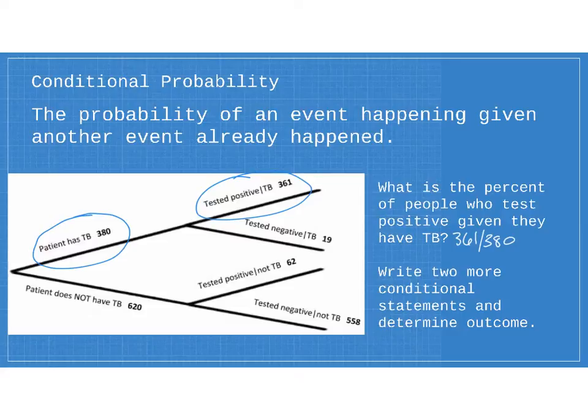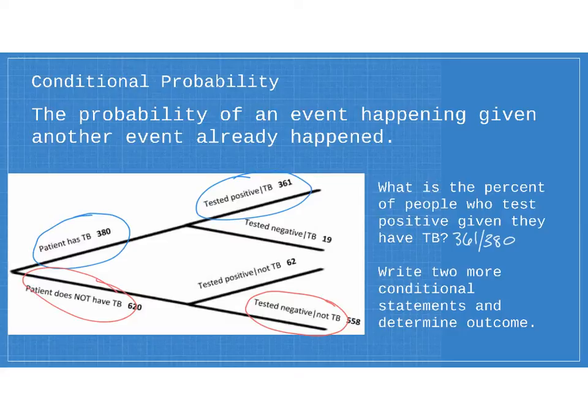All right. Now, who would like to share one of their other conditional statements? Ignacio? What is the percent of the people who test negative given they don't have TB? Okay, so test negative given they don't have TB. Good. And what did you get for the ratio or the probability on that one? I divided 19 by 380 and I got 5%.